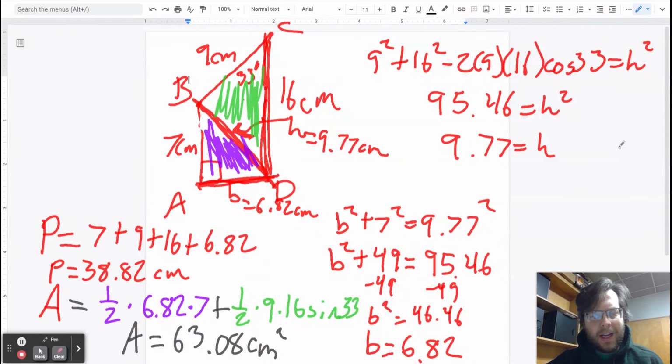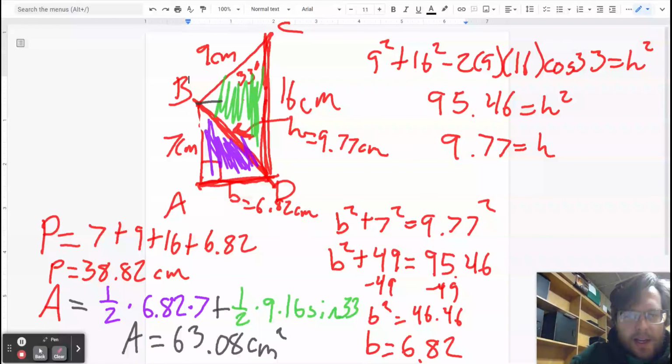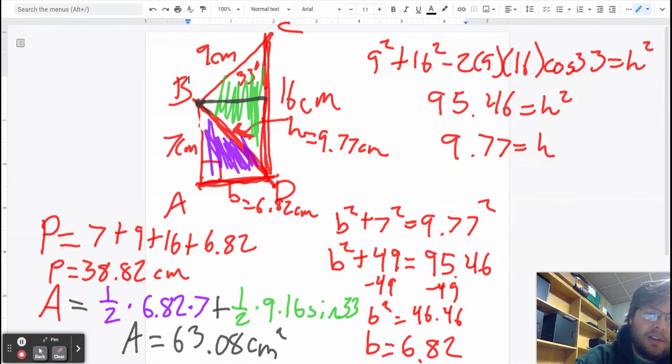So there you go. I had the wrong idea at first where I thought I could make a nice rectangle, but it turned out to be much nicer to connect B to D, because then you can use your right triangle and you can use your side angle side on it.